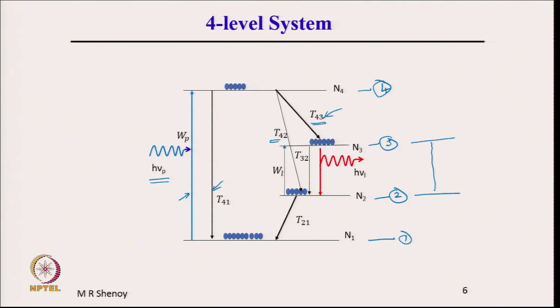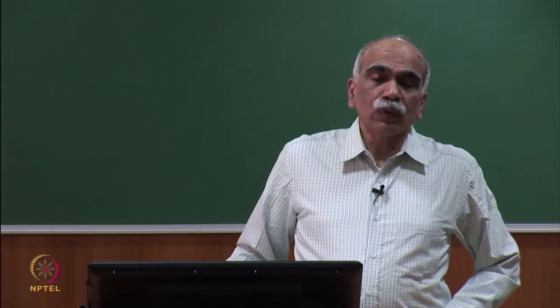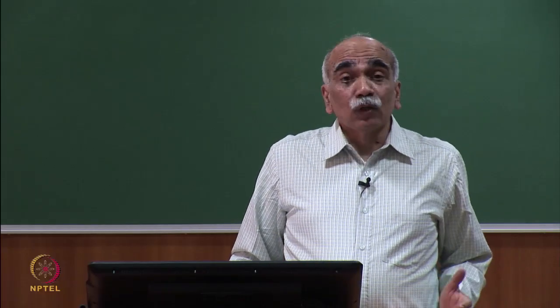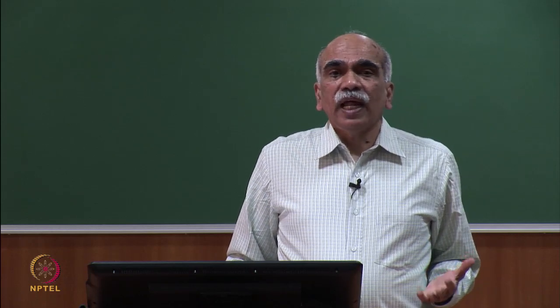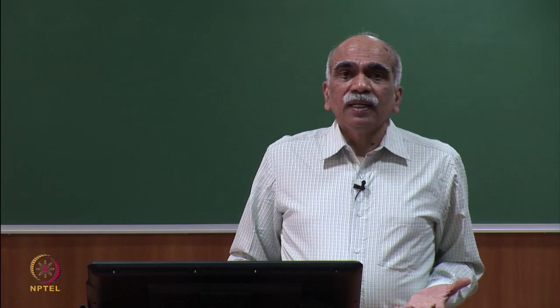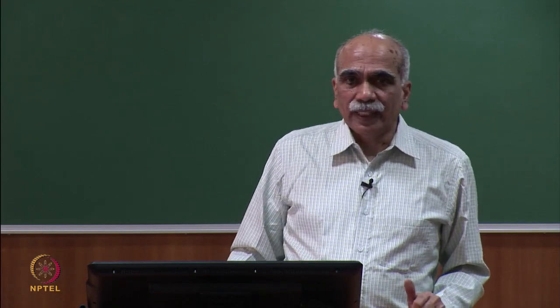So, between these two levels, it is possible to have population inversion, and then we can have laser action as shown here. Laser action, I refer to the generation of coherent laser radiation because of stimulated emission. So, laser action could take place between level 3 and level 2, and this is called a 4 level system. We will write the rate equations for this 4 level system as well, and also compare how the 3 level and 4 level lasers work and which one is preferable and why.